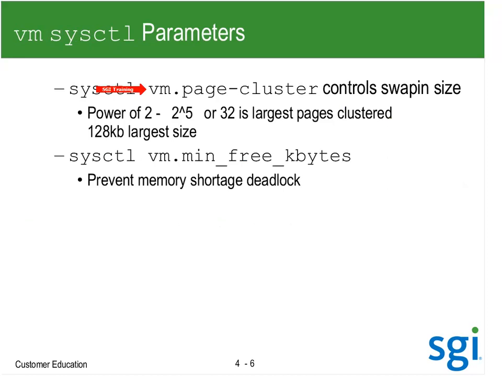Two parameters. Page-cluster controls the swap-in request size. It's powers of 2, the largest being 2 to the 5th, which is 32. That gives me a 128 KB request size. That's the largest swap-in size I can do. If I'm going to stripe, I'm going to want a stripe unit size of 128 KB.